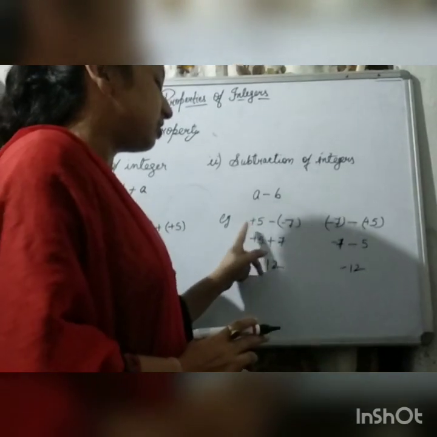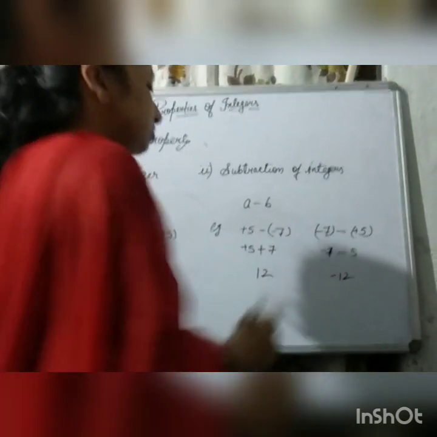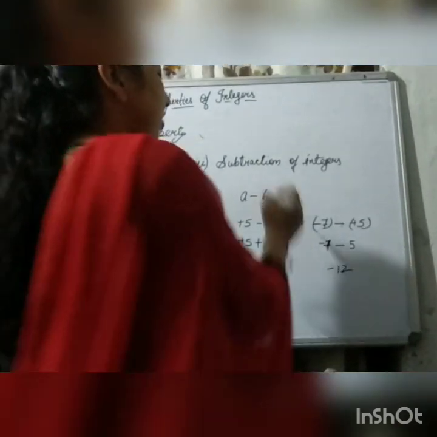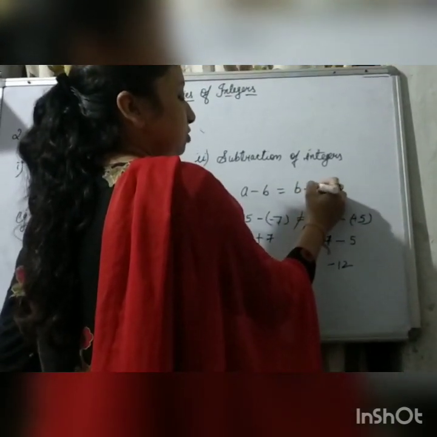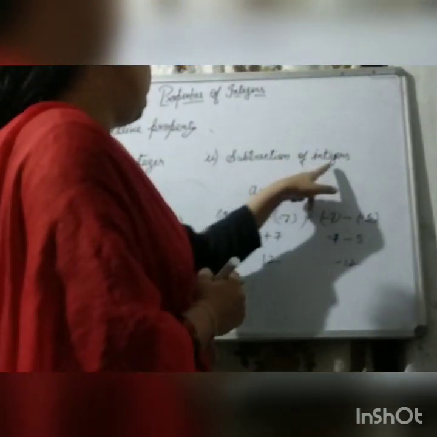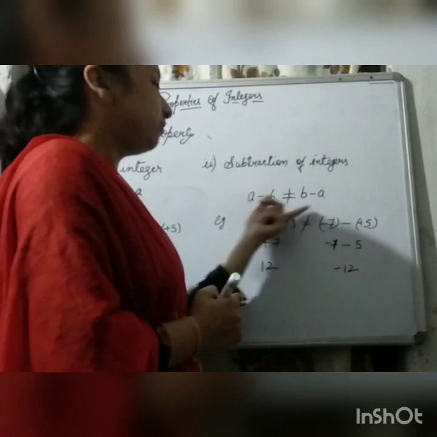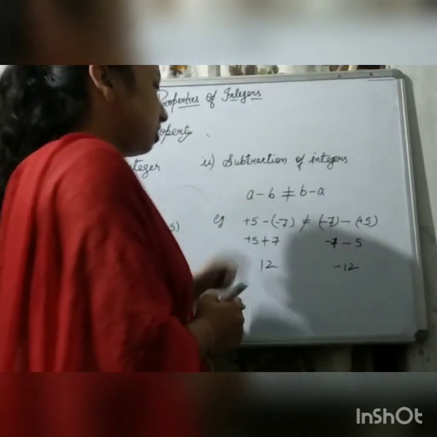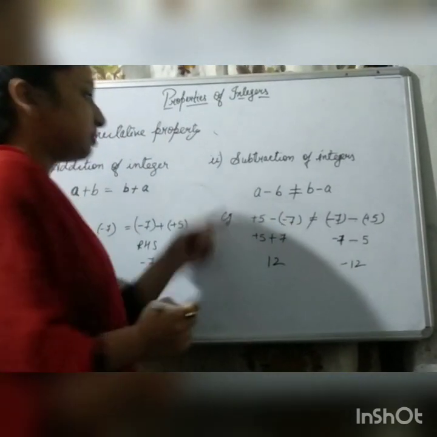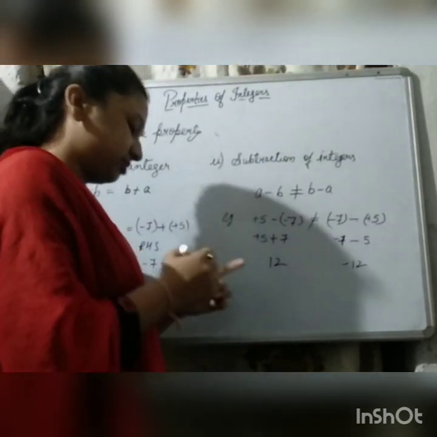If I change the order, the answer will not come same. So that means both are not equal. So here we can write a minus b is not equal to b minus a. That means the subtraction of integers does not follow the commutative property. If I change the order of integers in the subtraction, the answer will not come same. That means the subtraction is not commutative for integers.